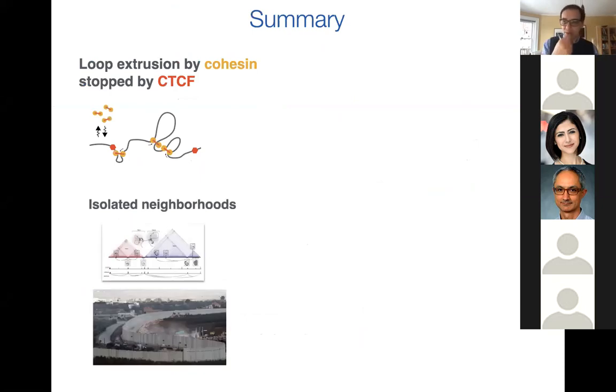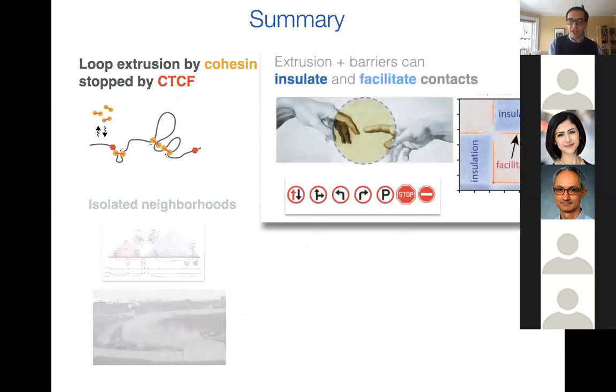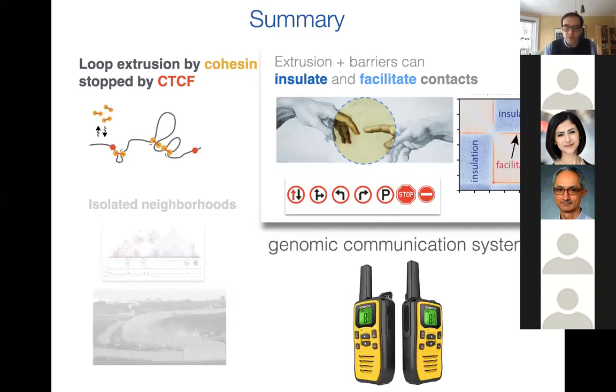Okay, the take home message that I was trying to deliver is that maybe we should replace the picture of isolated neighborhoods, kind of separated by high walls, with a picture where interactions can be directed to specific positions, and where in fact installation might be less important than facilitation. It might be very local, and facilitation can be directed. And we're yet to learn the rules of the road. So it's essentially some sort of communication device between different places in the genome that stop or directionally stop extruders.